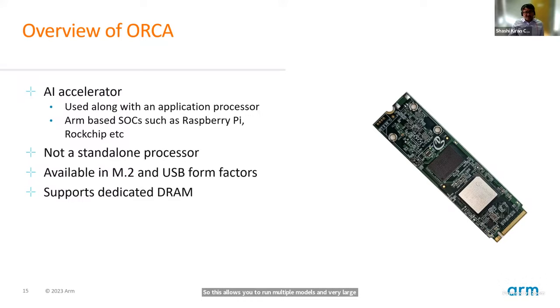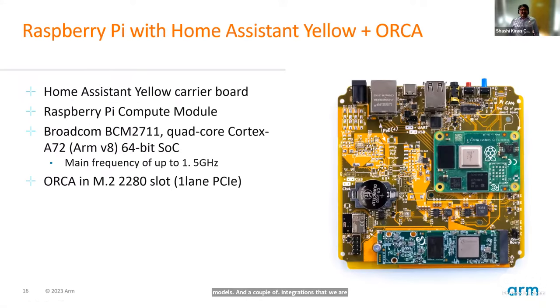A couple of integrations that we are really excited about is the Raspberry Pi with the Home Assistant Yellow Board. So Home Assistant folks have developed a carrier board for the Raspberry Pi compute module that exposes the full M.2 slot. So here you can see the Raspberry Pi compute module that probably everybody knows based on the ARM Cortex-A72. And here we have the ORCA M.2.